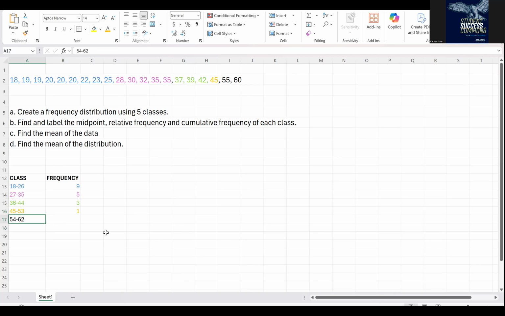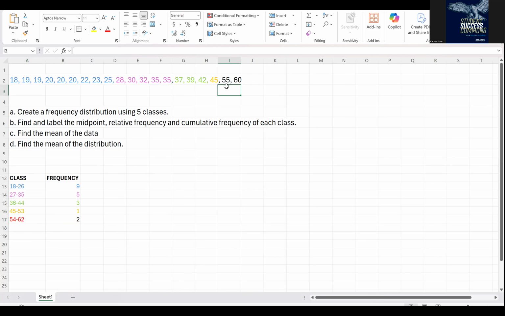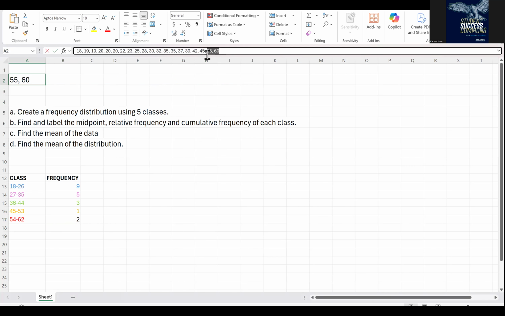And then the final one, any numbers between 54 and 62. If you can look at what we have here, we only have 2 numbers that we haven't highlighted yet. So 2. But I feel like I should color them anyways because I've been coloring everything else red. I don't like red, but that's okay. So this is how you create a frequency distribution with a given number of classes.